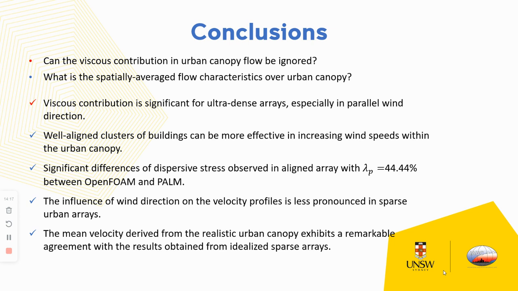So when you obtain results with idealized sparse arrays, do you use isothermal conditions or non-isothermal? When you simulate the idealized cases, the building blocks show different aspect ratios and different packing densities of buildings. So do you use isothermal conditions, without stability differences? You mean the stability of the atmosphere? Yeah. It's just the neutral cases.